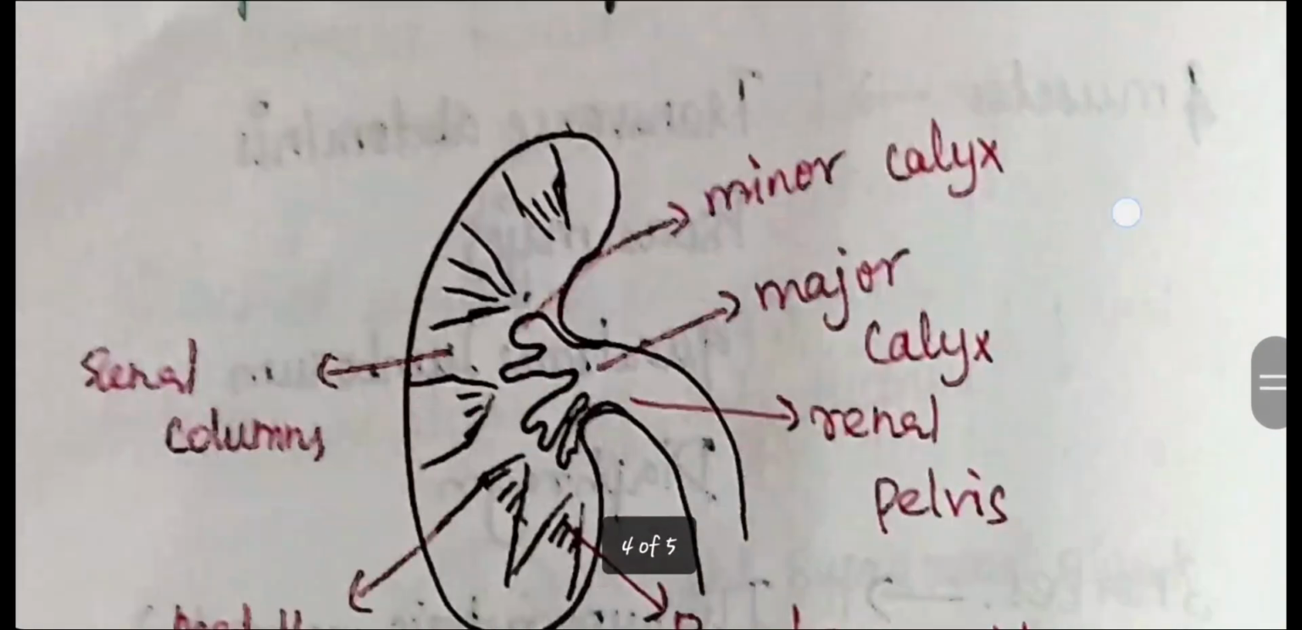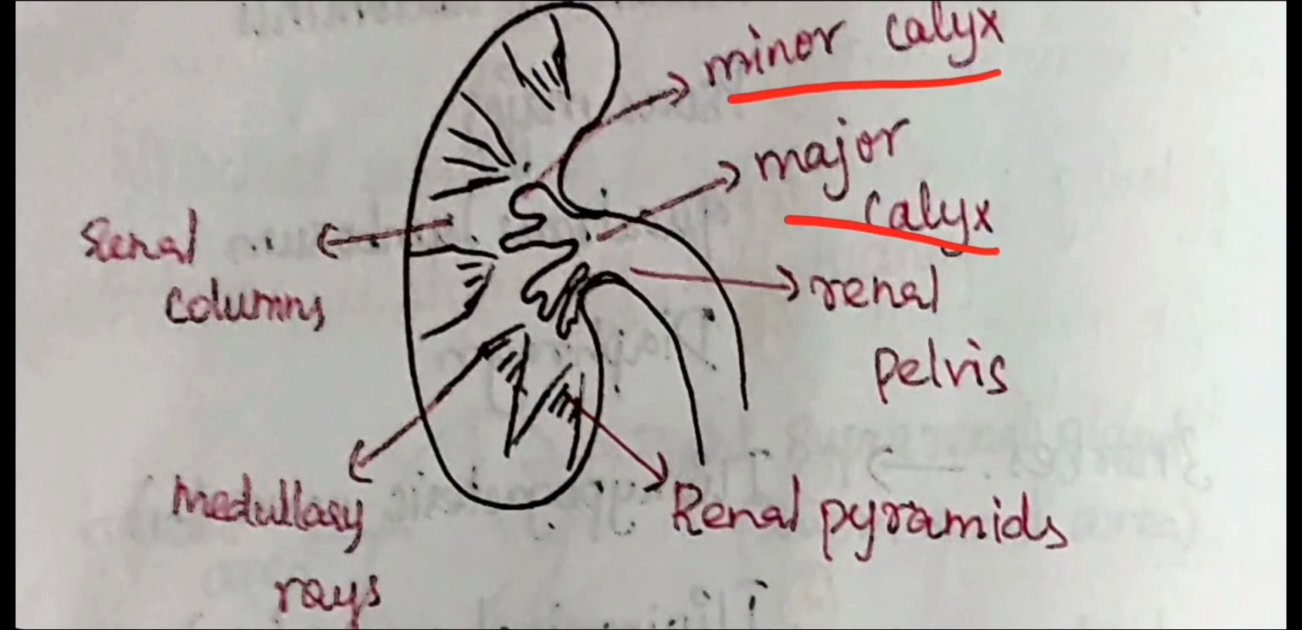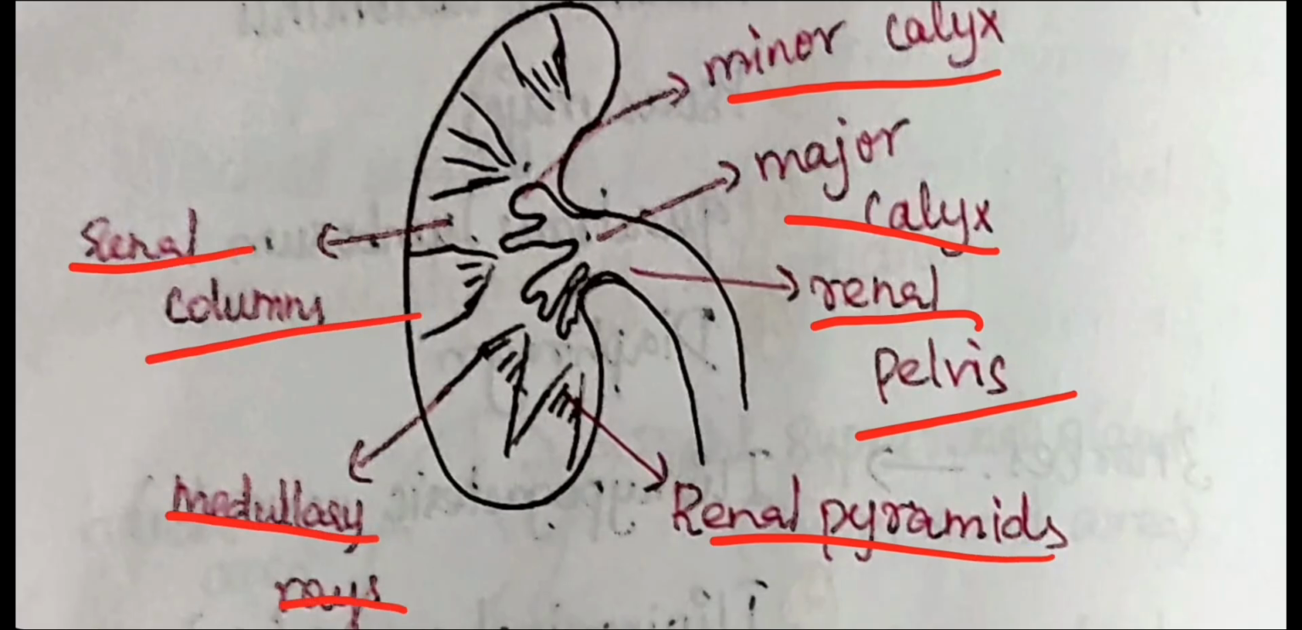So coming to the macroscopic structure, what are the structures present in the kidney? First is the minor calyx, major calyx, renal pelvis, renal pyramids, medullary rays, and renal columns. Coming to the calyx, we have two calyces, minor and major. The minor is present inward in the kidney, whereas the major is somewhat lateral to the minor calyx.